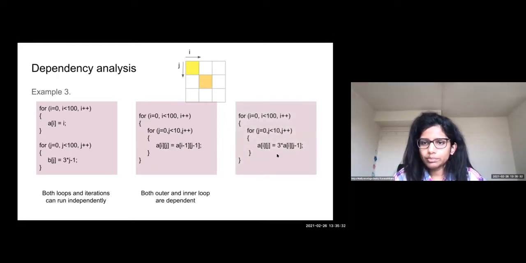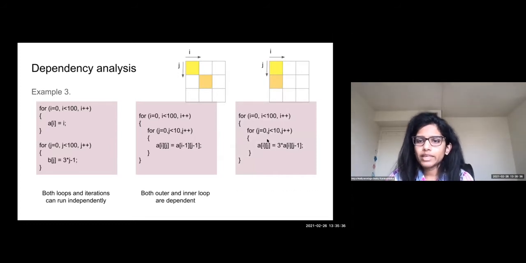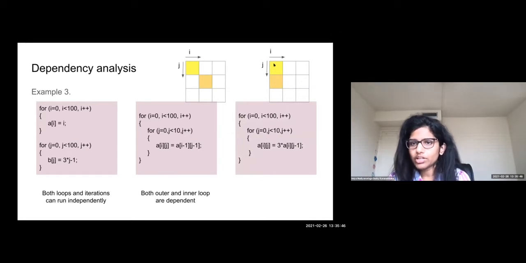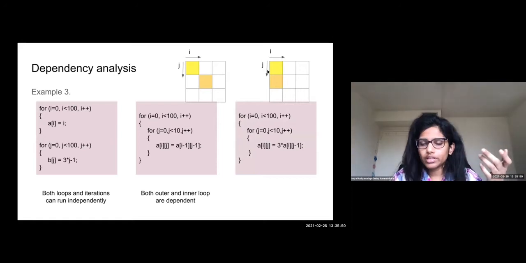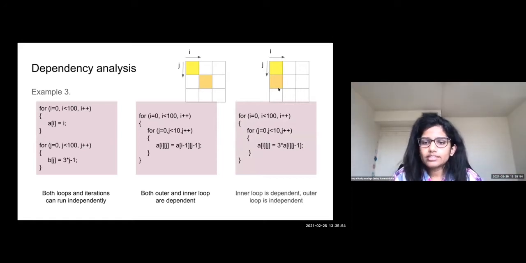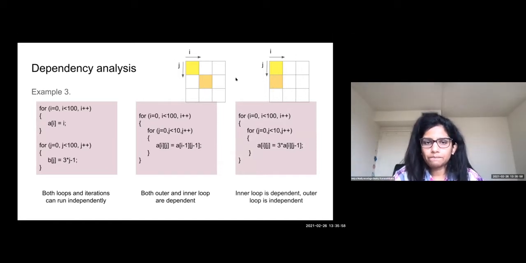One last example, again, is a nested for loop, and similarly, we can map it into a grid. It says that the current value of A is 3 times the value of its upper box. So in this case, it depends on the individual rows, but there's no dependency among the columns. So the inner loop is dependent, but the outer loop is independent.